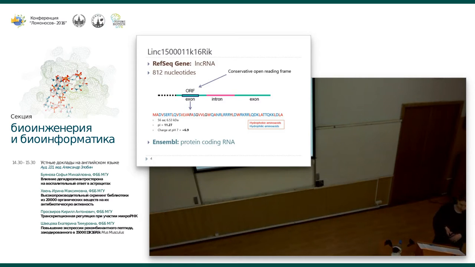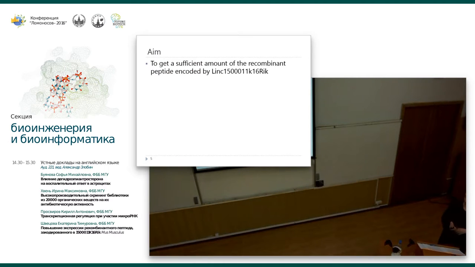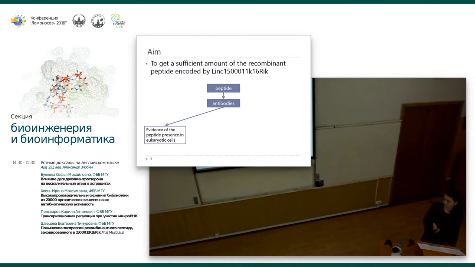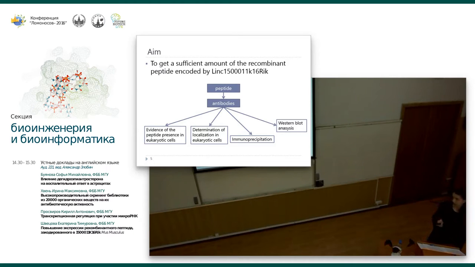These are the reasons why we became even more interested in this lncRNA and decided to study the functions and properties of the peptide encoded by the corresponding open reading frame. So the main aim of our work was to get a sufficient amount of the recombinant peptide encoded by our lncRNA. Having this pure peptide, we can obtain antibodies against it, which can be used to provide evidence of the peptide's presence in eukaryotic cells, to determine its localization, and also in immunoprecipitation experiments and in Western blot analysis.